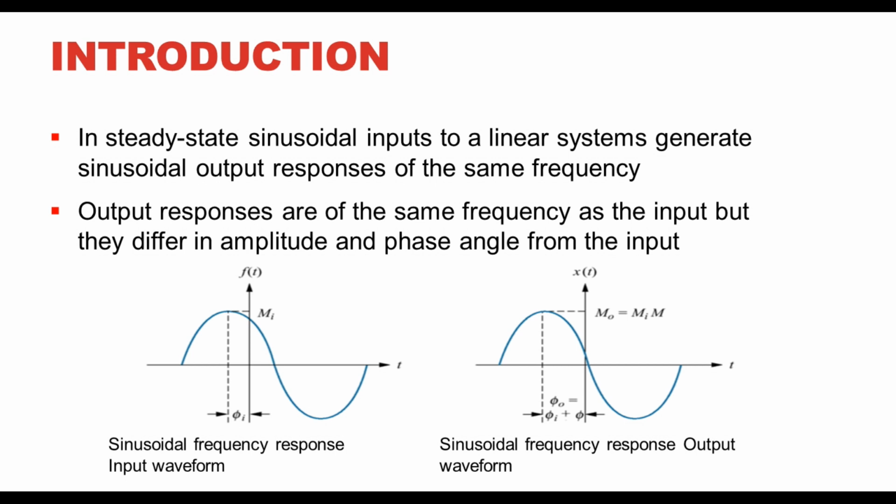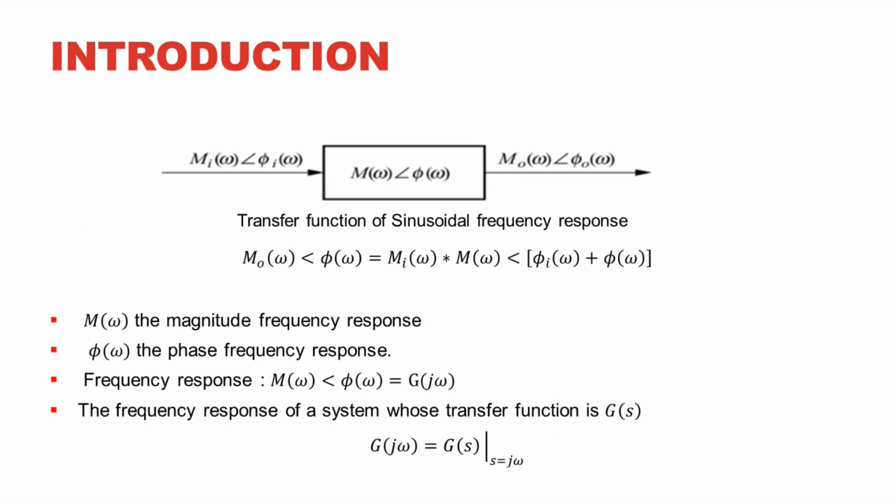Since the system causes both the amplitude and phase angle of the input to be changed, we think of the system itself as represented by a complex number, defined so that the product of the input phasor and the system function yields the phasor representation of the output. If we observe the transfer function of a sinusoidal frequency response, we call M of omega the magnitude frequency response and phi of omega the phase response. The combination of the magnitude and phase frequency response is called the frequency response.